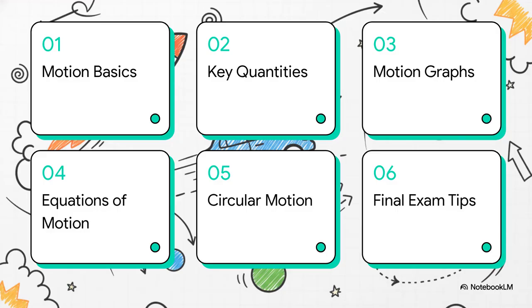So, here's our plan for this session. We'll start with the absolute basics of motion. Then we'll dive into the key quantities you'll be using all the time. That's speed, velocity, and acceleration. After that, we'll spend some time decoding motion graphs, because these are a favorite in exams. Next, we'll tackle the famous equations of motion, understand a little bit about circular motion, and then we'll finish with some very important tips to help you do your best in the exam. It's a very clear path to get you fully prepared.